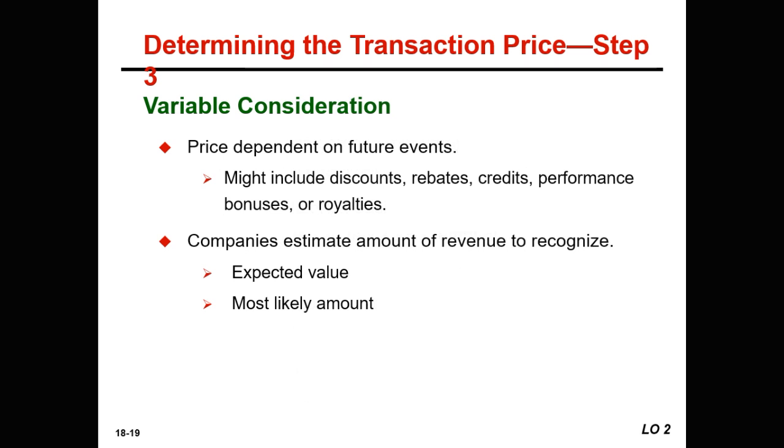Variable consideration includes future events occurring, such as price concessions, volume discounts, rebates, credits, performance bonuses, royalties. A company has to estimate the amount of variable consideration it will receive from a contract to determine the amount of revenue to recognize.